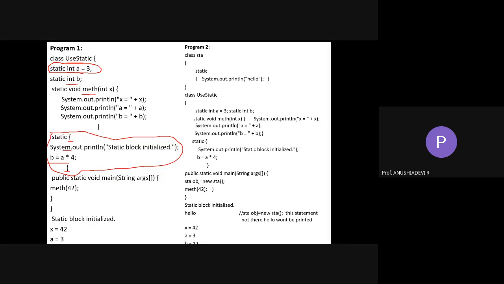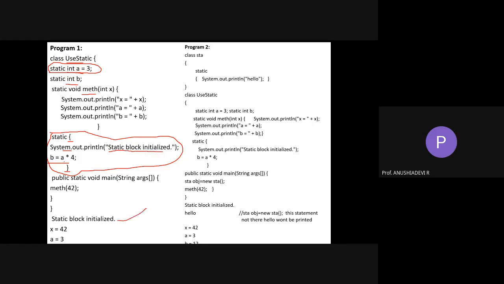Initially, while we execute that program, which is executed first? The main function. But if a class has a static block, that static block is executed first. So the static block is executed, and only then the main function is executed. First, system.out.println prints what we have written, static block initialized. After that, b equals a into 4.